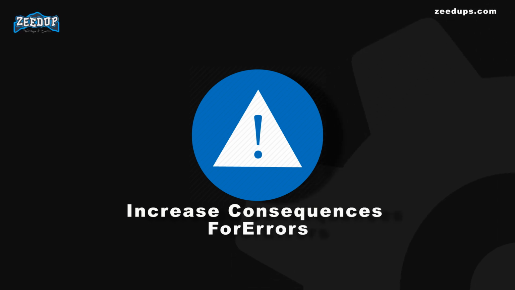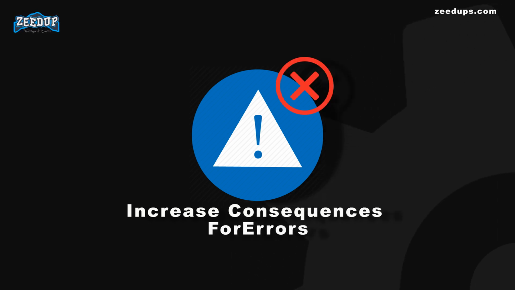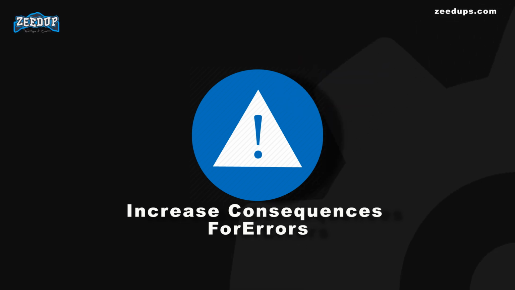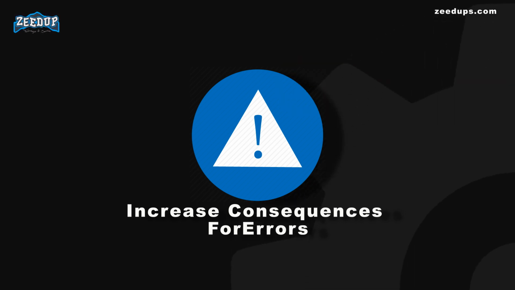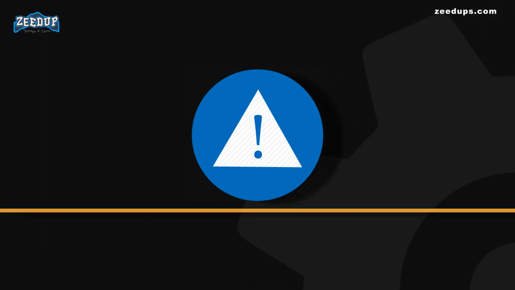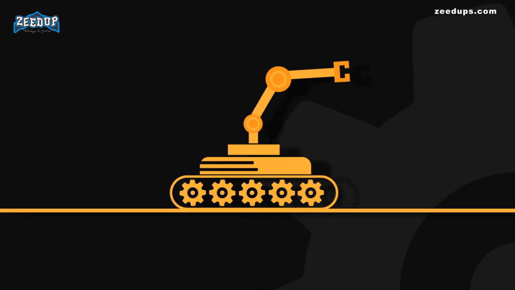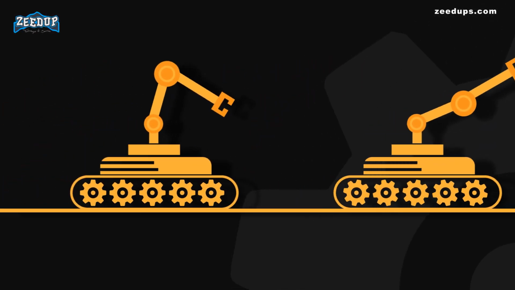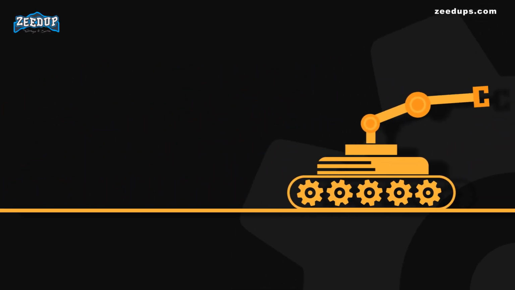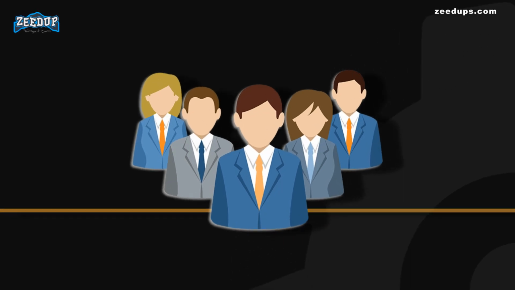Increased consequences for errors. Automation does greatly reduce the chance of human error. But because automation is so fast and powerful, any automated errors that do occur can cause much more damage than manual ones. This means that it is important to set up automation tools correctly and test them before deployment. In all these cases, the key to avoiding problems is to be thoughtful about your IT automation strategy and deployment. Automation is a powerful tool, but it is only as good as the team that implements it.